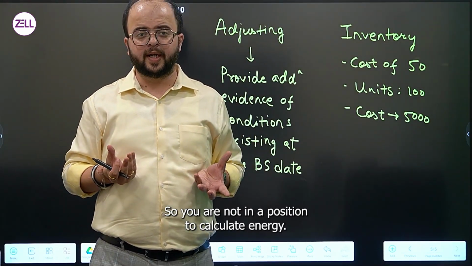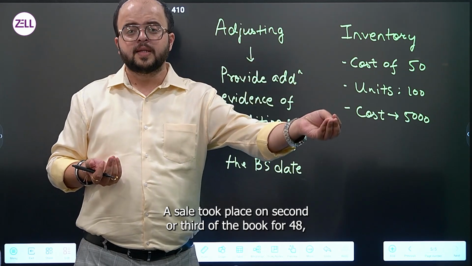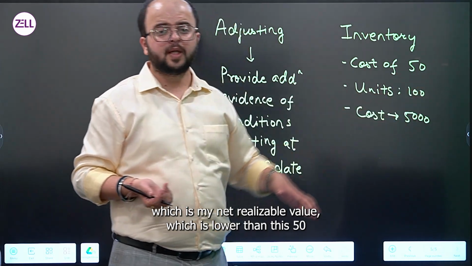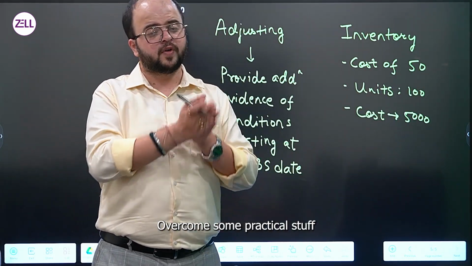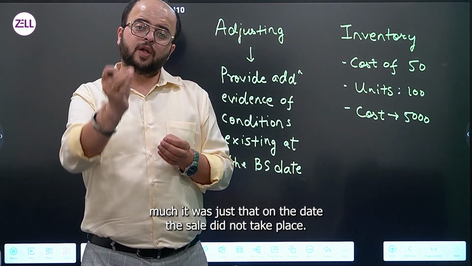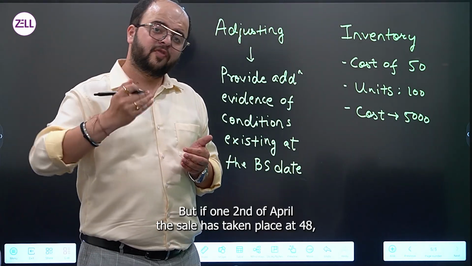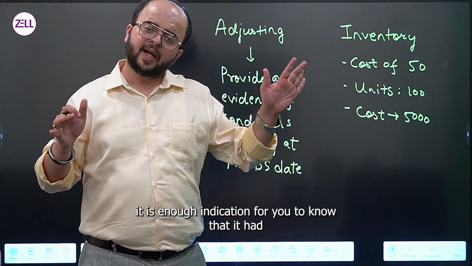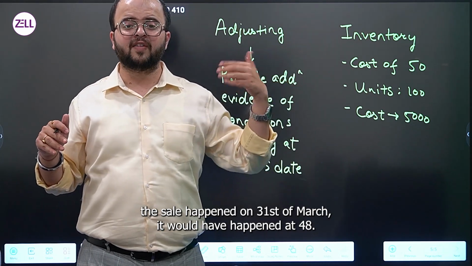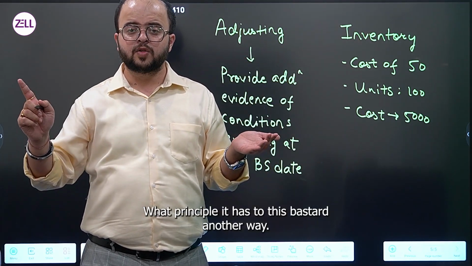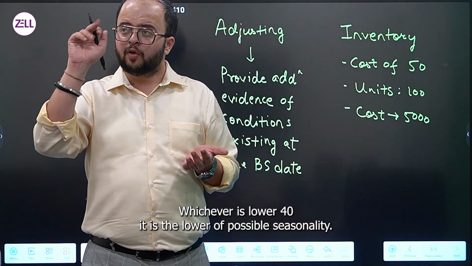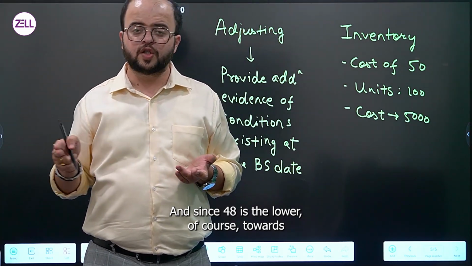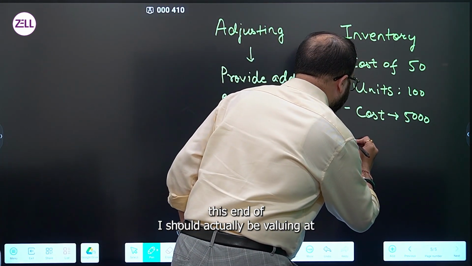Now on 31st of March, as I told you, no sale took place, so you are not in a position to calculate NRV. A sale took place on 2nd or 3rd of April for 48, which is my net realizable value, which is lower than this 50. Inventory was in your books of accounts on 31st of March. It was just that on that date, the sale did not take place. But if on 2nd of April the sale has taken place at 48, it is enough indication for you to know that had the sale happened on 31st of March, it would have happened at 48. My principle in IAS 2 says cost or NRV, whichever is lower. Now 48 is the lower of cost versus NRV.